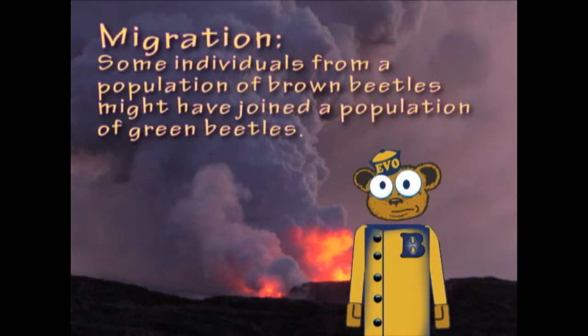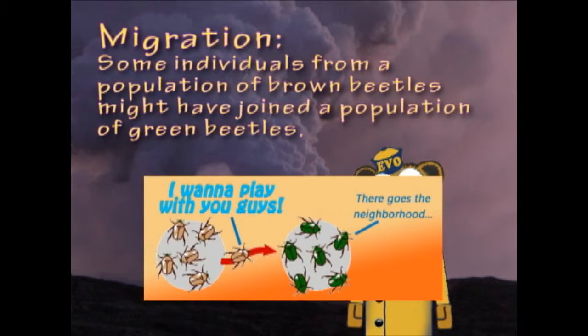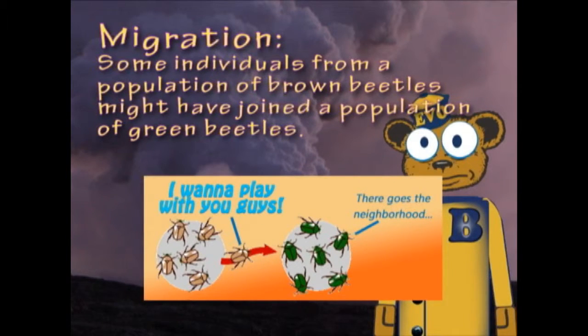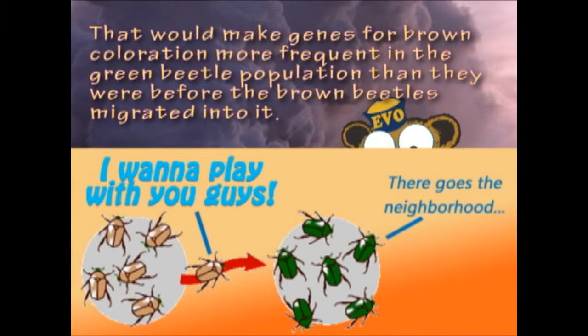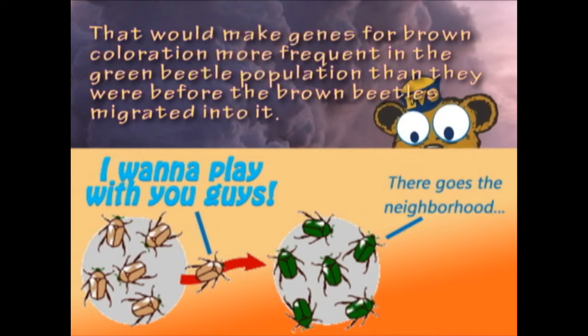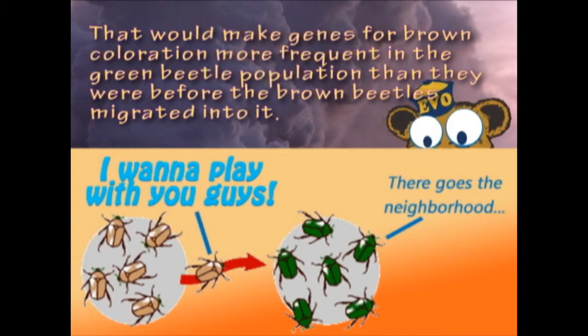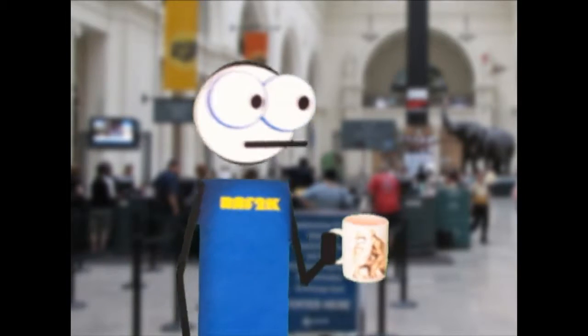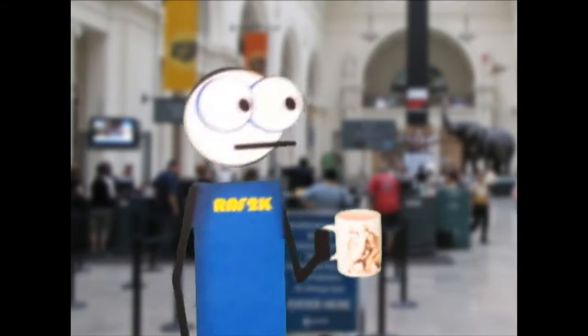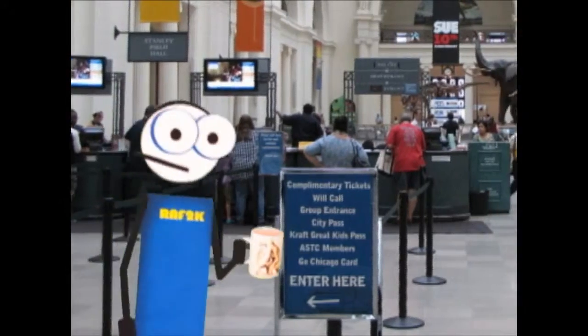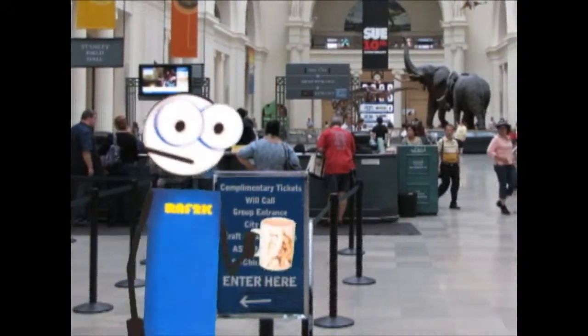Migration. Some individuals from a population of brown beetles might have joined a population of green beetles. That would make genes for brown coloration more frequent in the green beetle population than they were before the brown beetles migrated into it. Do I need to say how this doesn't represent new genetic information? The brown beetles who moved into the all-green neighborhood were already brown beetles.